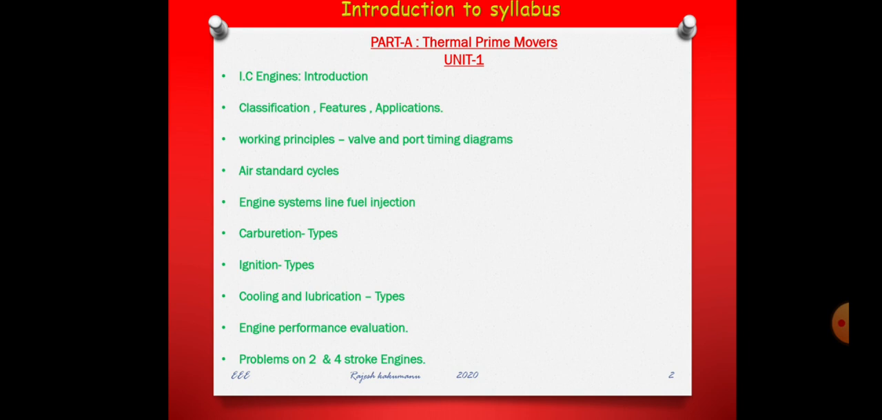Okay, next, working principles of two-stroke petrol engine, working principles of four-stroke petrol engine, and their valve and port timing diagrams. So here in the engine you have two things. If you take the four-stroke engine, you have valves. In the coming classes you can see the figures. I will show you the figures, videos, everything, so that you can easily understand what is the meaning of a valve, what is the meaning of a port.